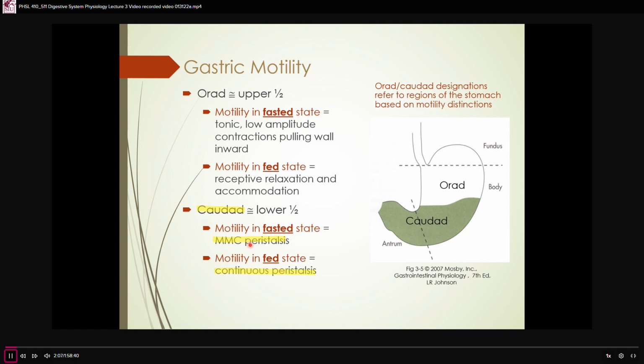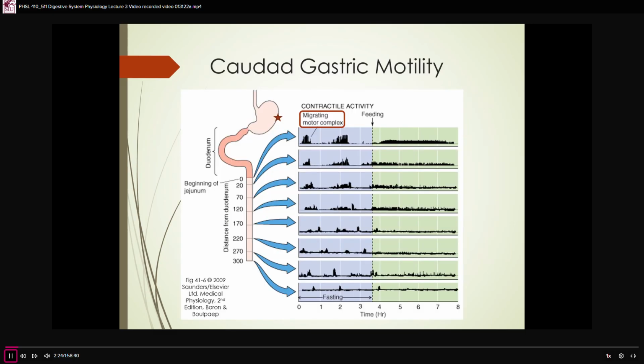So remember, in the fed state, we had that continuous retropulsion, propulsion, retropulsion as long as food was there, continuously until food left, but we're doing just intermittent peristaltic contractions in the interdigestive period.